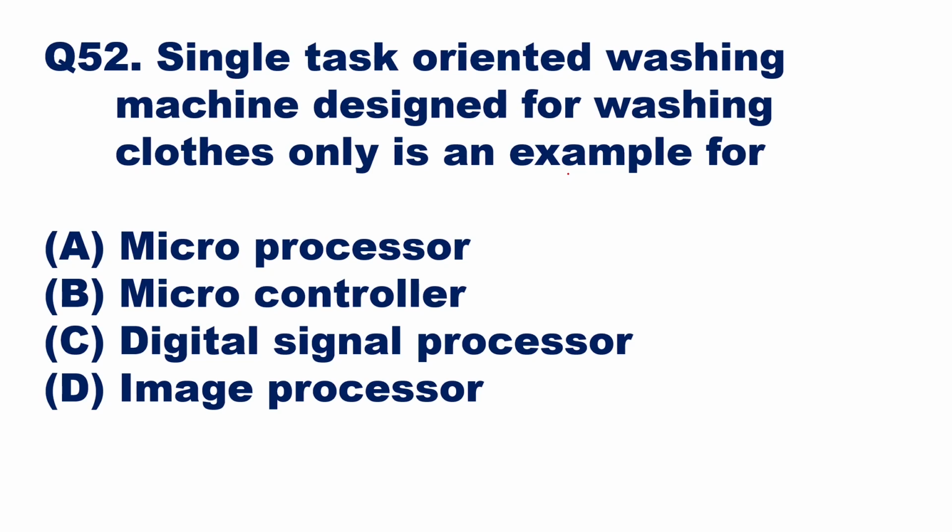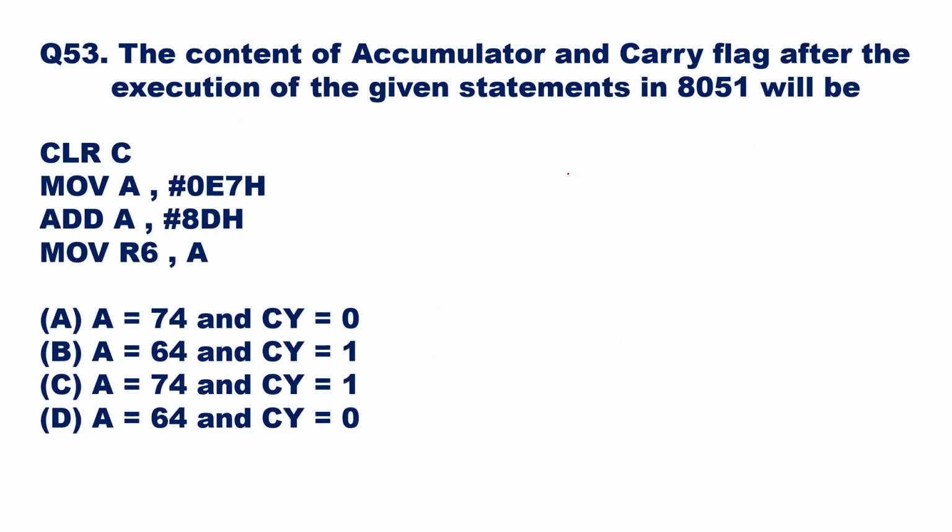So here in this case, for single task oriented washing machine designed for washing clothes only, we can use a microcontroller. So option B is the right answer according to this statement. Option B, microcontroller, can be used to perform a particular application like we see in embedded systems. This system we can build up with microcontrollers. Then we'll go to the next question.